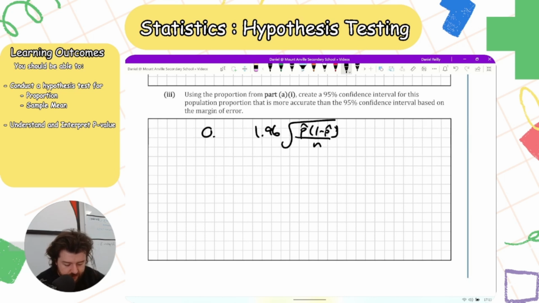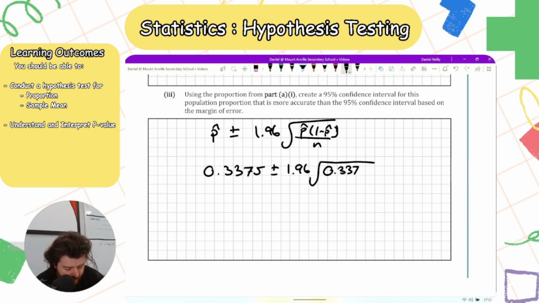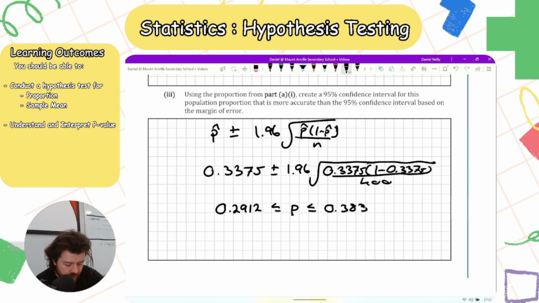So let's do that now. The p hat plus minus that. So 0.3375 plus or minus 1.96 square root 0.3375, 1 minus 0.3375, all over n, which is 400. So this minus all of this will give me 0.2912. And this plus all of this will give me 0.3838.